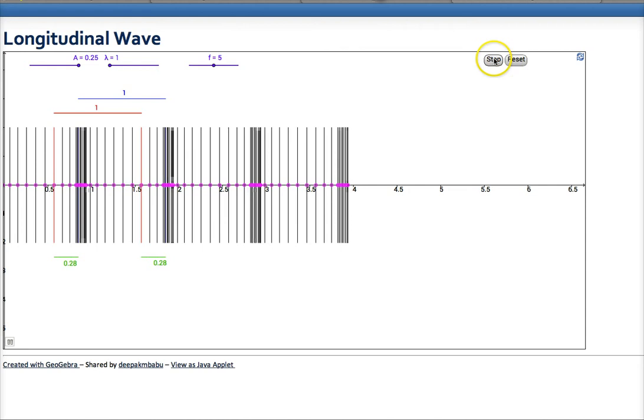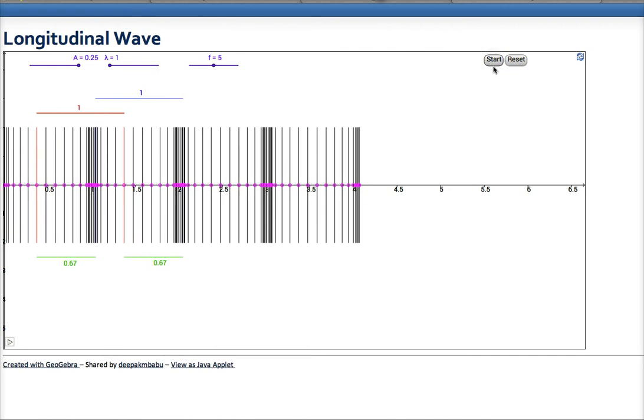Let me stop this. Is this clear up to this point? Any trouble up to this point?